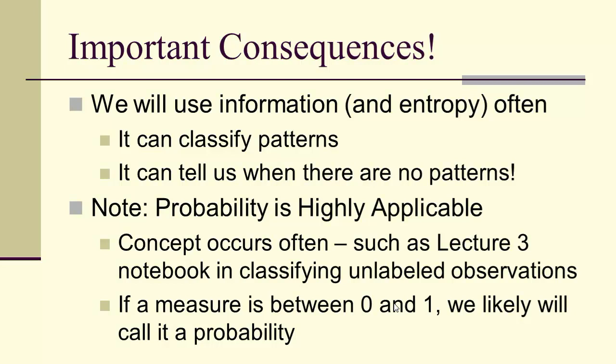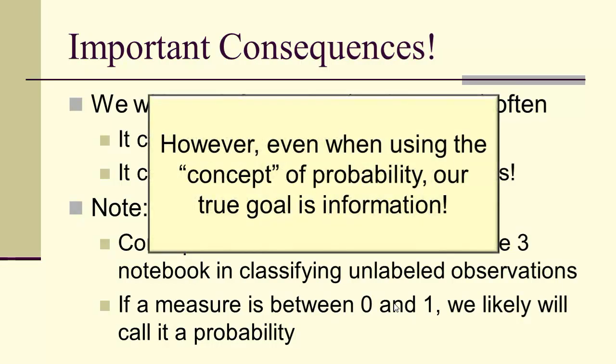Conceptually, it's not as valuable as you might think, but as far as in applications, we use it all the time. The concept occurs often. So in lecture 3, we used it to classify unlabeled observations. If we have measures where the result of the measure is between 0 and 1, like clustering coefficient, then it makes sense to call it a probability and then talk about information. So that's an important point. Even when using the concept of probability, our true goal is information.